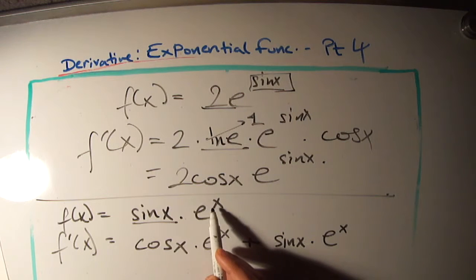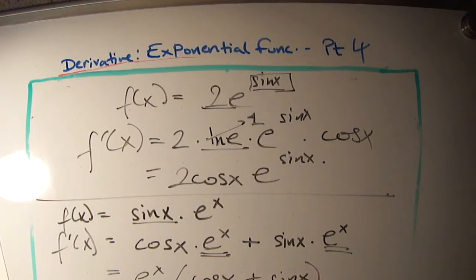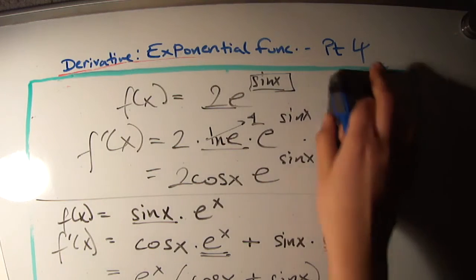If this was e to the 2x, then the derivative would be 2e to the 2x. If you're getting confused, it's okay, you've done it in the previous video, so you don't need to worry about it. So now you would just write it down in a better format, and in this case we can actually simplify it by taking e to the x outside the bracket, and inside the bracket we'll have cos x plus sine x. It's really that simple. Two-step process. Next question.